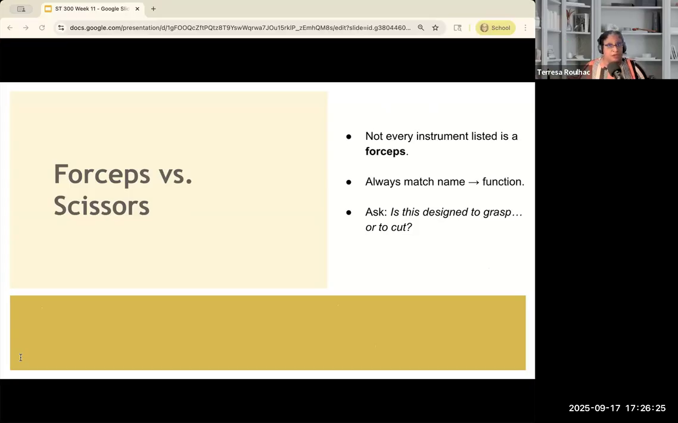Now, forceps versus scissors. This is big. Names can be misleading. Not everything listed in a question is truly a forcep. That's something to think about. The best way to distinguish them is to connect the name with the function. Does it grasp or does it cut? Mayo suture scissors, Mayo Hager dilators. Different. One's dilating, one's scissors. The one question, grasp or cut, is going to save you on instrument ID questions.